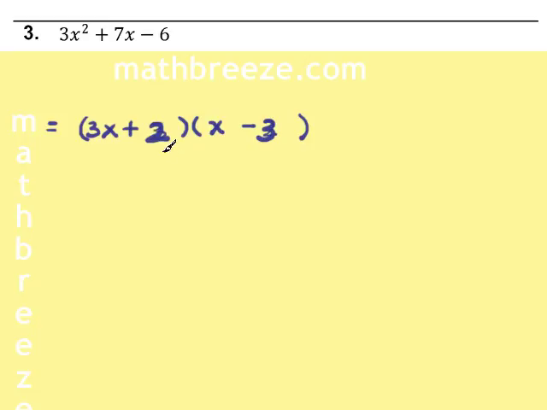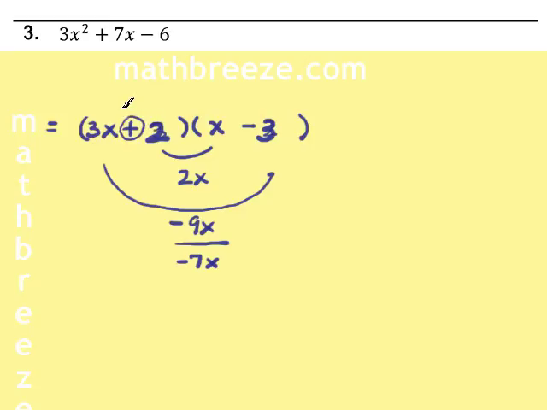All right, now let's check the middle term. 2x, and here we have minus 9x. The sum is negative 7x. We got the opposite sign. Middle term with opposite sign. So all we have to do is switch. All right, the correct factorization, 3x minus 2, x plus 3.